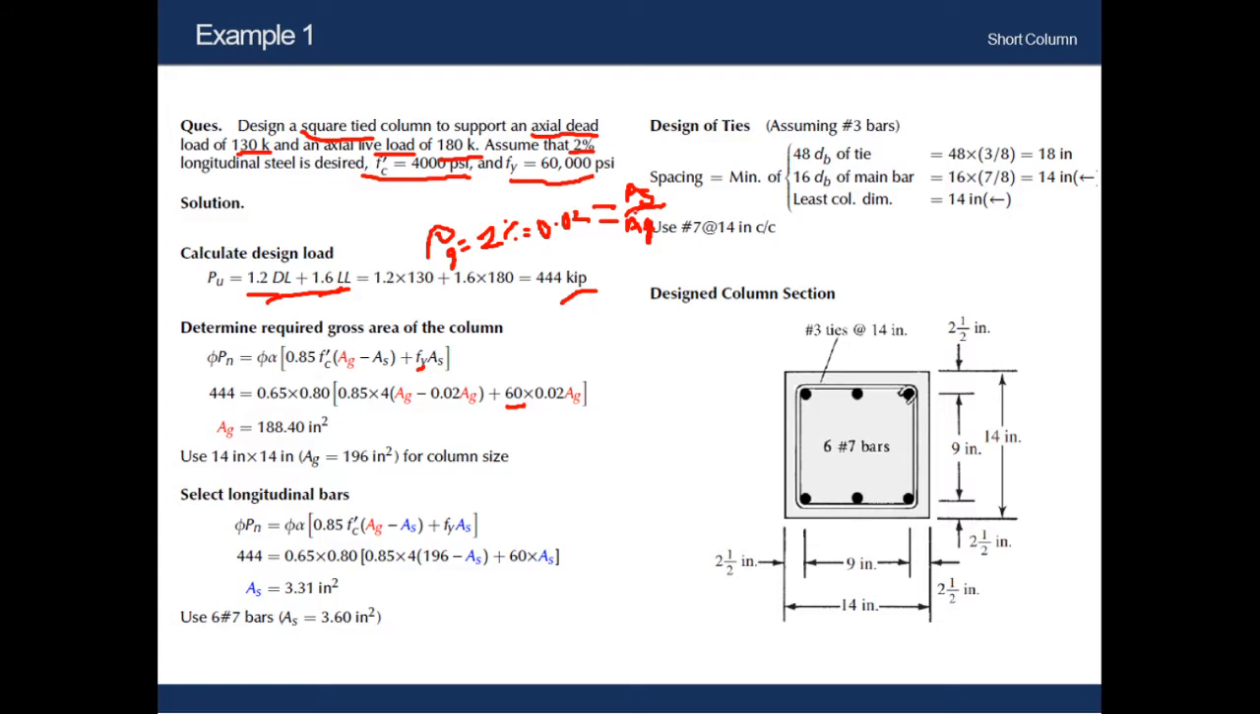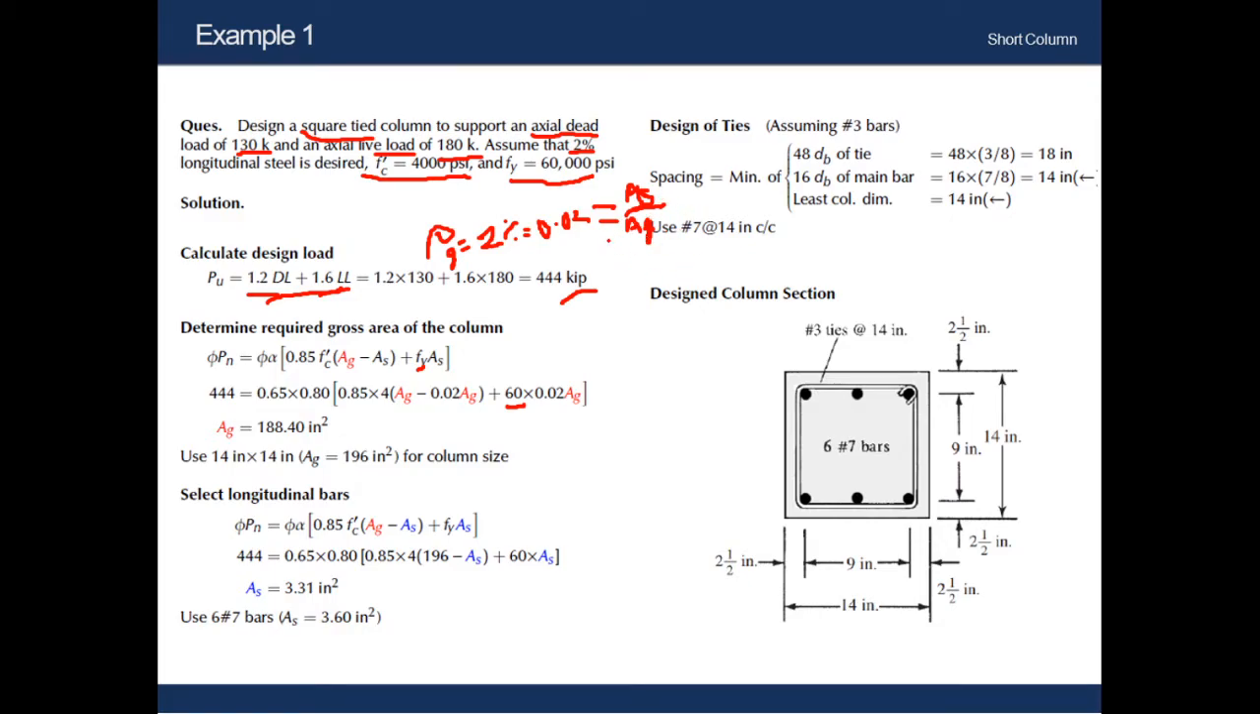So it means that 0.02 will be equal to AS by AG, where AS means area of steel, the total steel area that we are using, the total summation of the area of the steels that we are using in designing this column, and AG will be the gross cross-sectional area of the column.